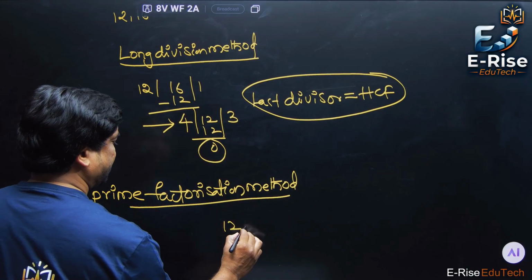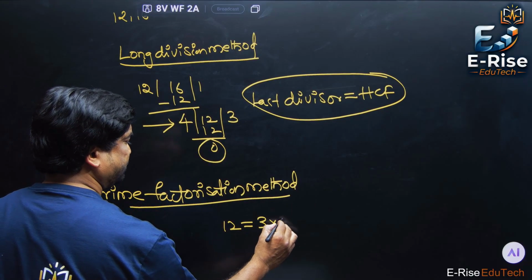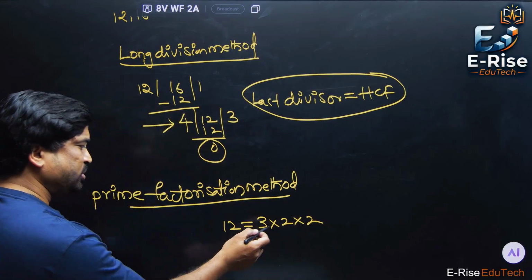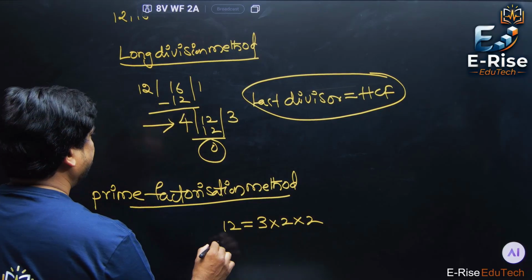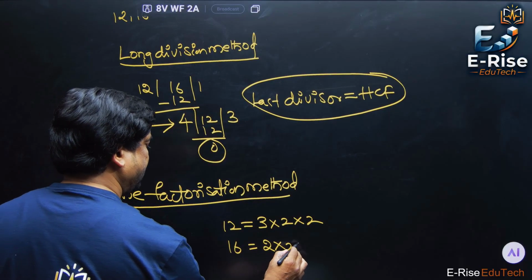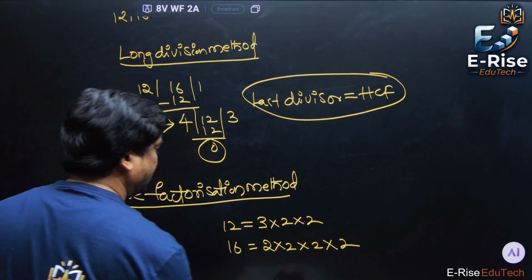So the prime factorization of 12 is 3 into 2 into 2. Those numbers must be prime numbers. So 3 is prime, 2 is also prime. Next, 16: 2 into 2 into 2 into 2.